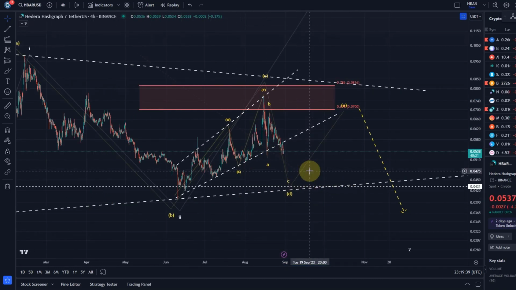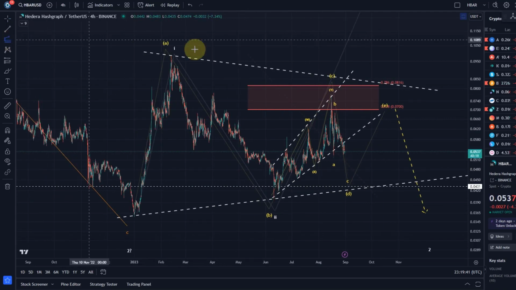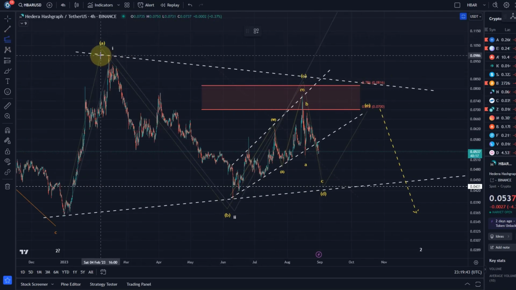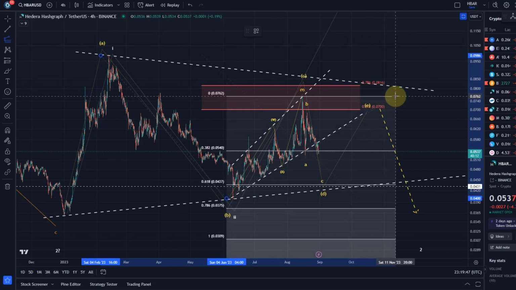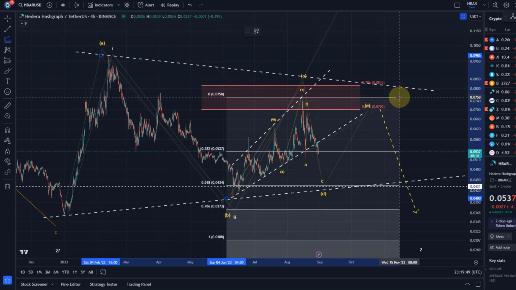And then we can also take the length of the B wave. We go to the high of the C wave. And a key target here is the 61.8 fib extension at 4.34 cents. So these are enough levels to watch that the price could react to in the D wave.